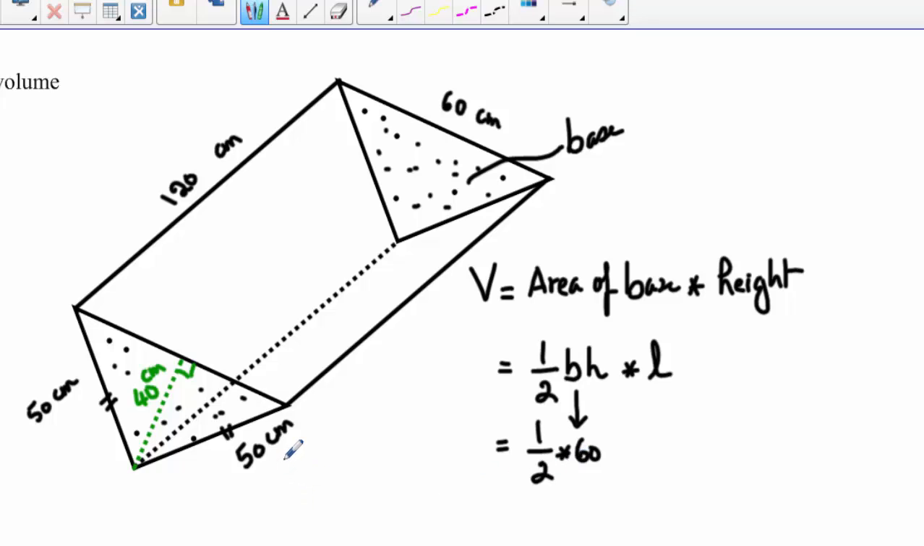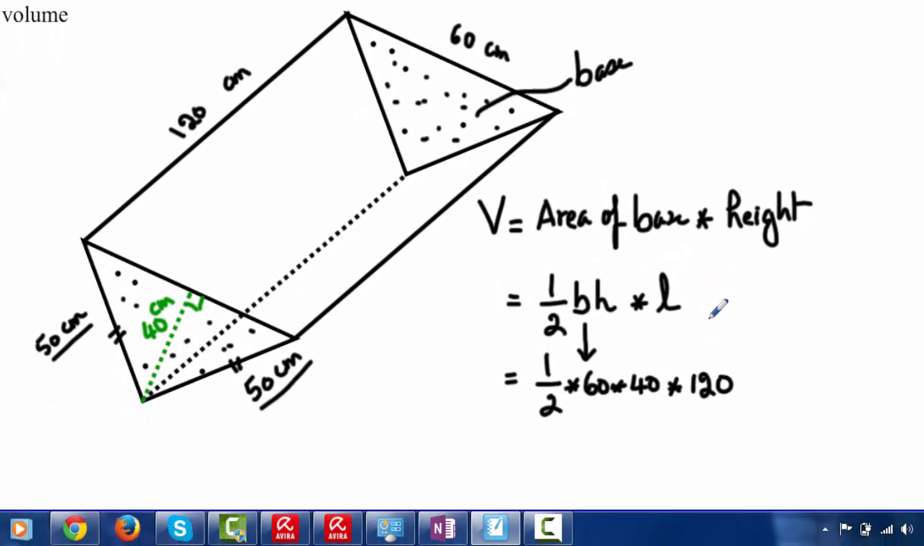Actually, the 50 is something that the teacher added to check our knowledge. I don't need the 50. I don't need that this triangle is isosceles. I don't care. I have the base 60 and I have the height 40. So these are the only two dimensions that I'm going to use from the triangle, times the length. The length of the prism is 120. So in general, you see that 50 centimeter here and 50 centimeter, I don't need to use it. It doesn't mean that because I have it in the drawing I have to use it. No.